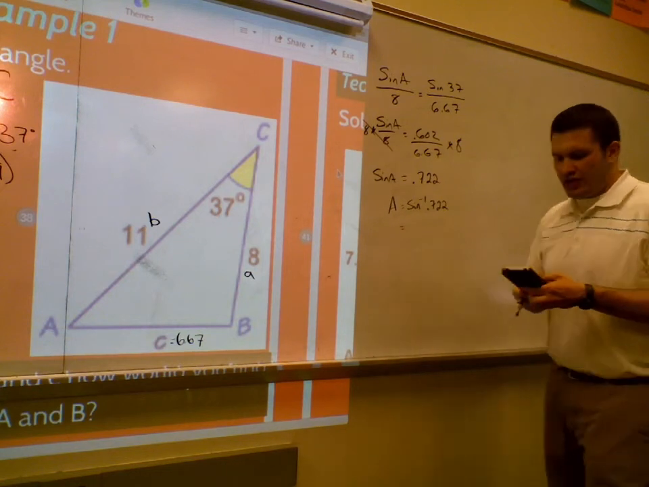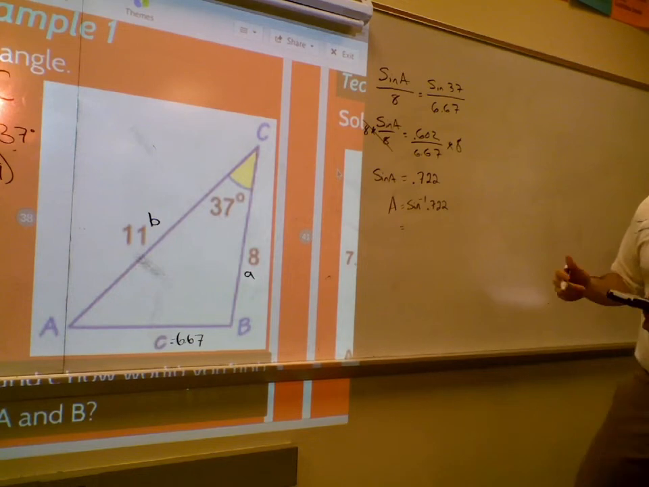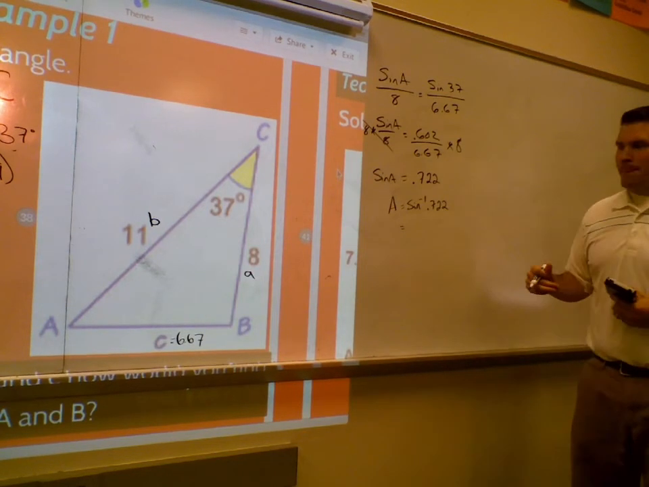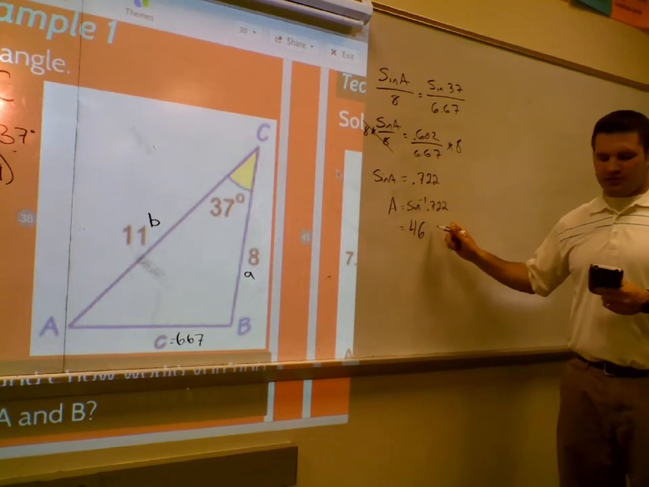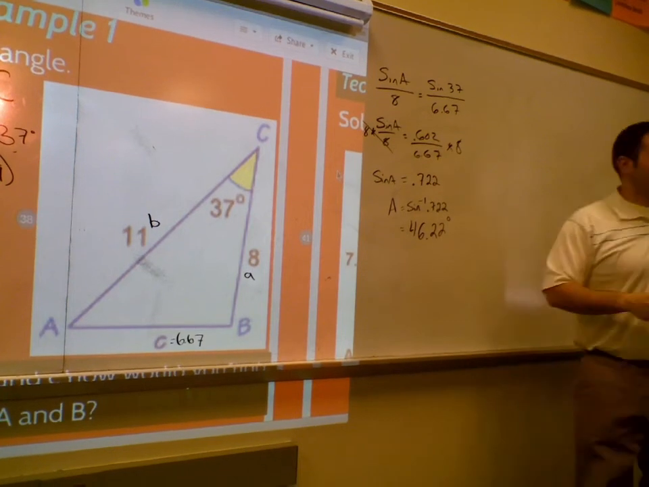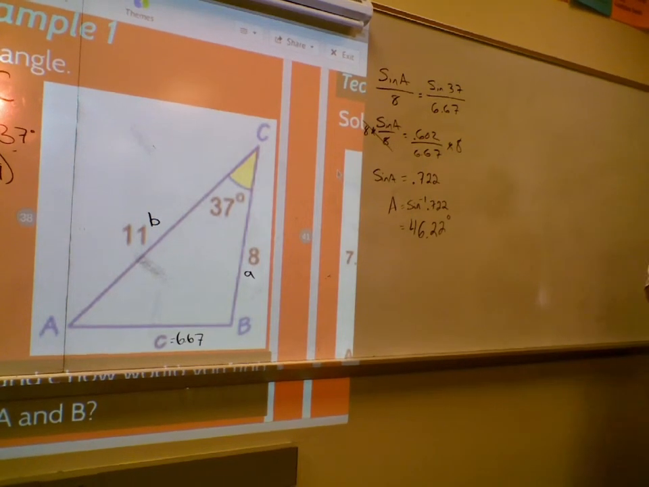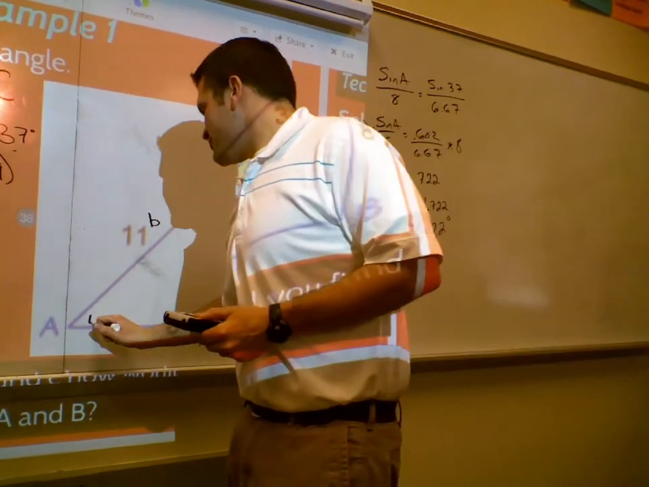It is not too much. We're solving a triangle. It takes a little bit of work. What is it? 46.22. That's a pretty good one. So now we know A is 46.22.